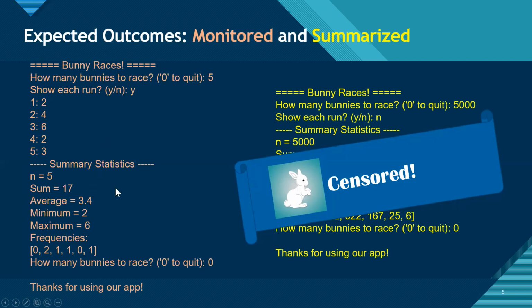So that's the monitor. Now you'll see that I'm censoring the yellow here because I don't want to give away the punchline. No one wants any spoilers just yet on what's going to happen if we race lots of bunnies at once. So I'll leave that to your imagination. But let's move on then and actually start trying to do some coding.